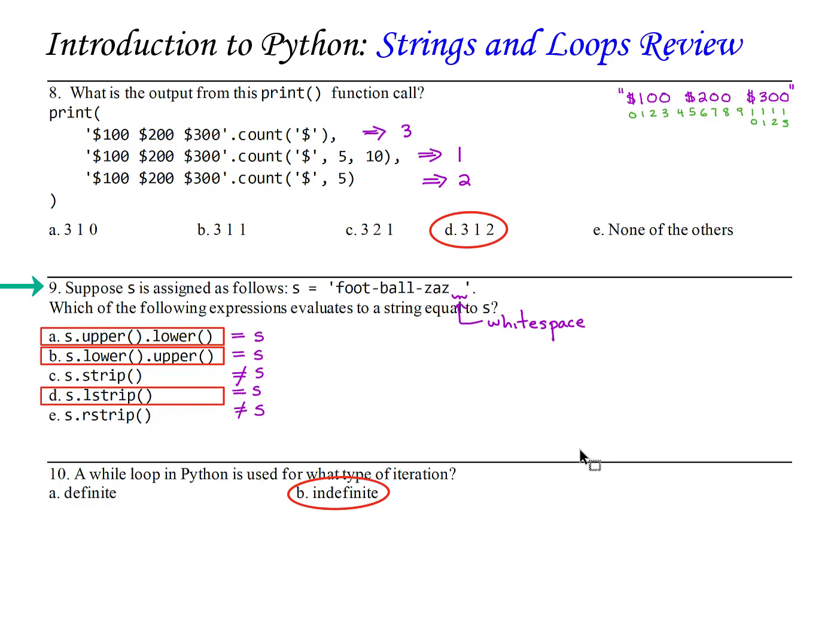A while loop is used for what type of iteration? Indefinite. The for loops are the definite ones. So remember, on the while, you're looking at a condition, which is used to terminate the loop, rather than a definite loop stepping through elements of a sequence.